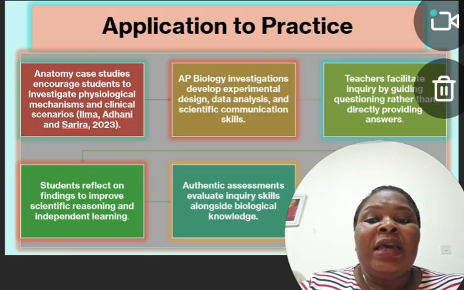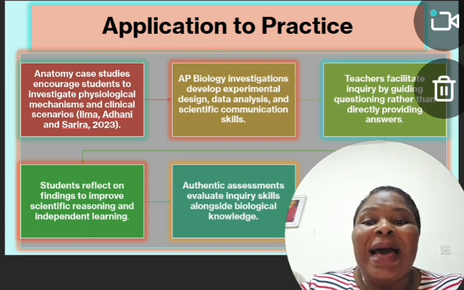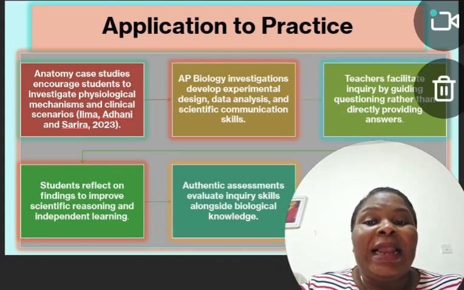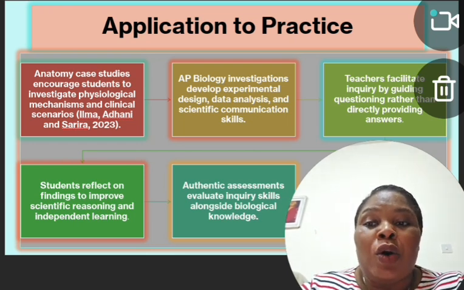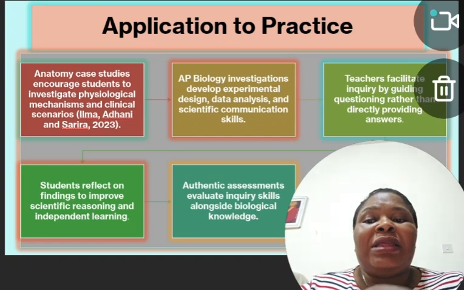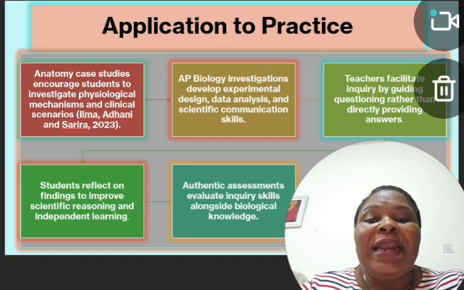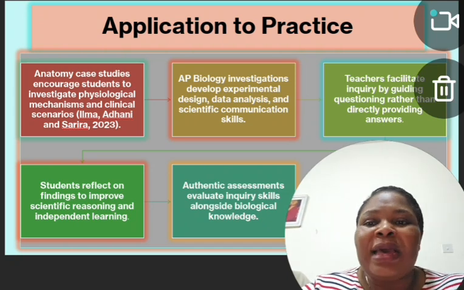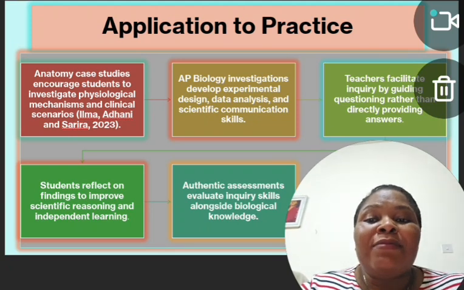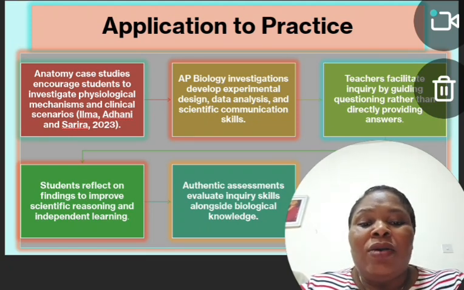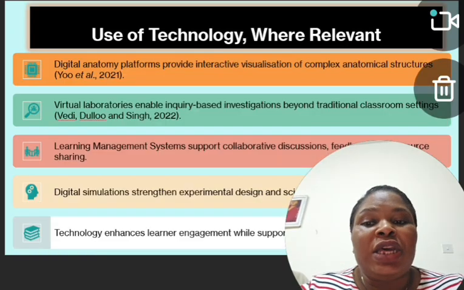Application in practice. Inquiry-based learning will allow students to practically apply their understanding of biology within a real context using practical inquiry. For example, in AP Biology and Anatomy, it gives students the opportunity to explore physiology, interpret lab data, and relate to real-world examples using case studies, and it also helps them to improve their problem-solving skills.